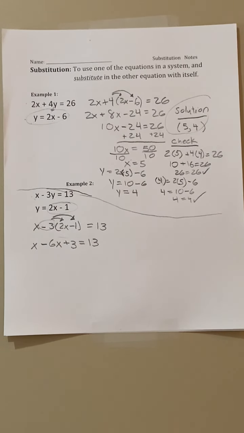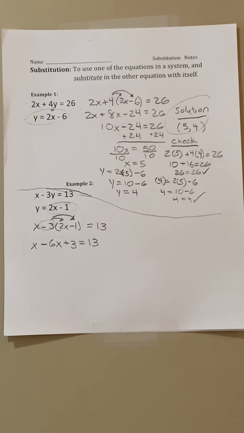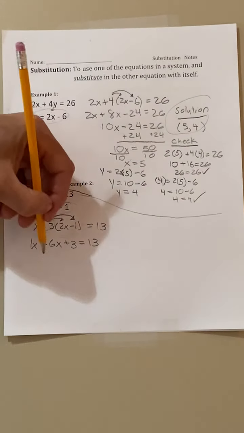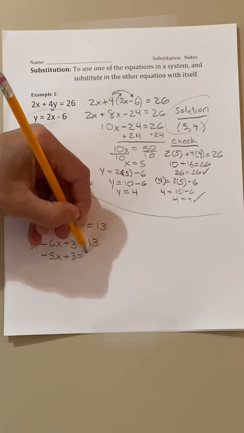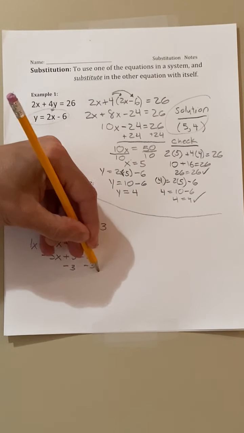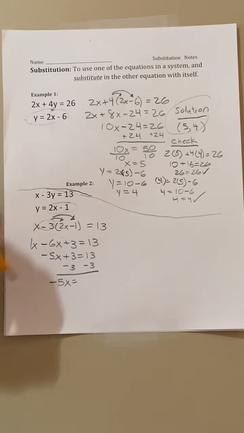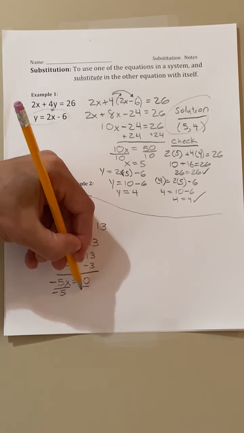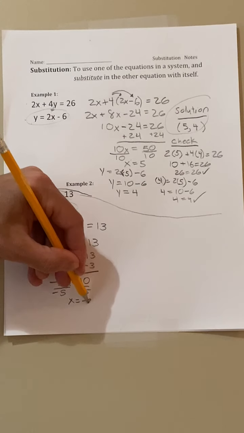Okay, now we can solve this equation. First, I have to combine like terms. x minus 6x, this would be like a 1x minus 6x, is going to give me -5x plus 3 equals 13. Subtract 3 from both sides, and I get -5x is equal to 10. Divide both sides by -5, and we get x is equal to -2.